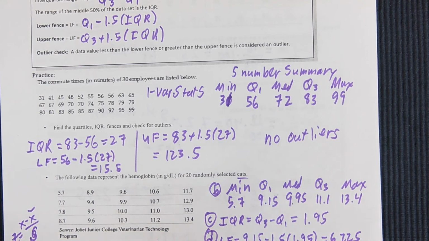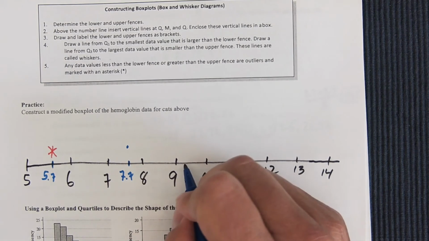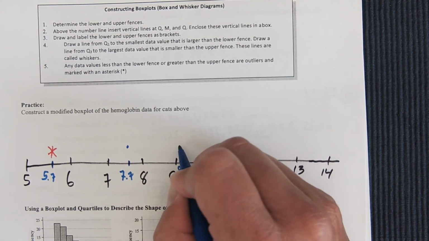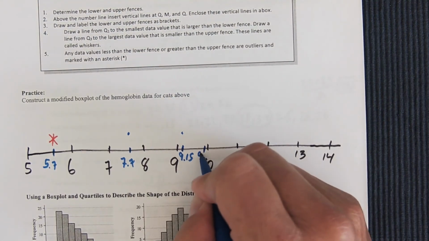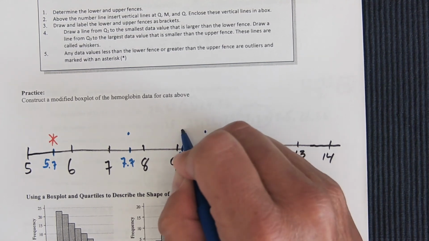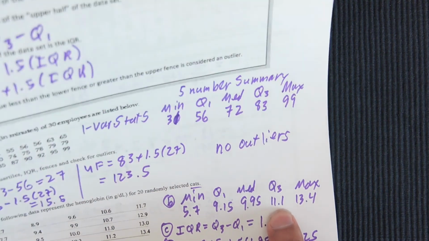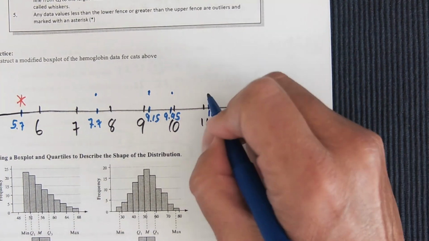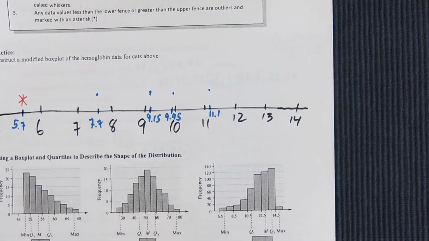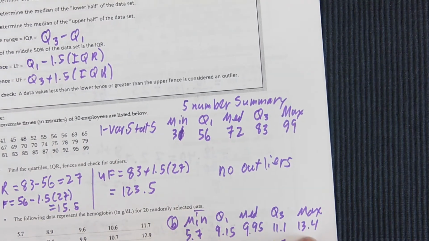Next up, we have 9.15 for our first quartile. For our median, median is 9.95. That's way over here. Q3 is 11.1. And our max is 13.4.